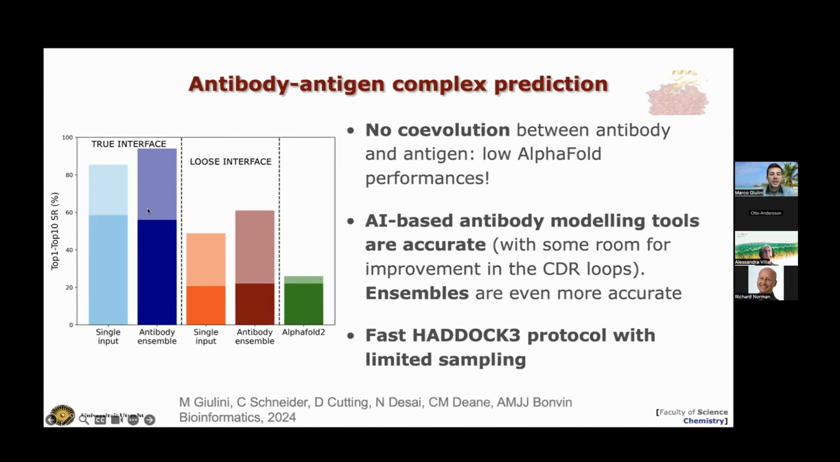One thing to remember about this plot is that when you provide an antibody ensemble instead of a single antibody structure in input to your docking, then the likelihood of your prediction being accurate is higher. You see that there is this difference both in the true interface and in the loose interface scenario. So if you are modeling an antibody from scratch using AI tools, it's better to try to provide more diversity in the input. And just as a remark, the HADDOCK protocol had limited sampling, so it was optimized for being very fast. If you used a standard HADDOCK3 protocol with higher sampling, you would probably get even better results.